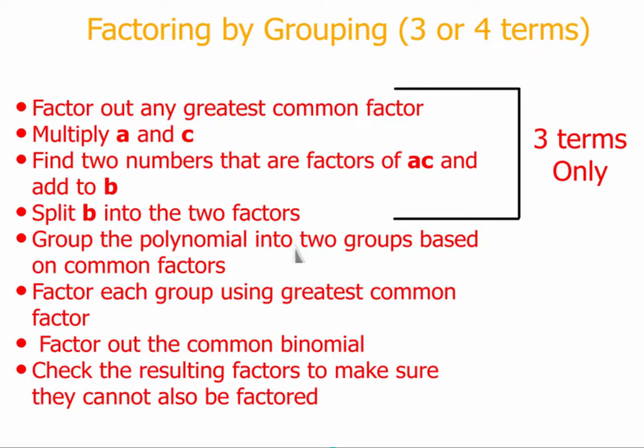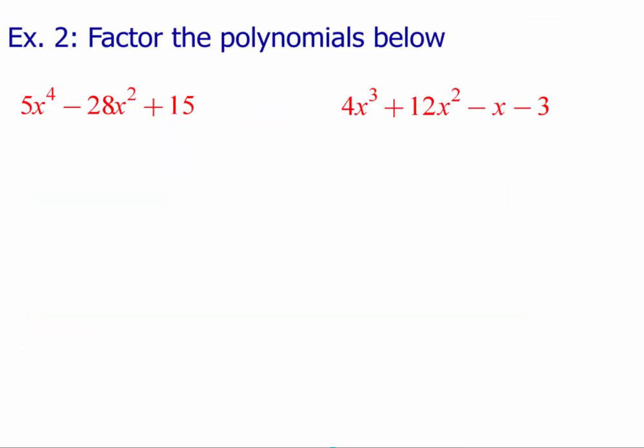Now these steps up here, which are kind of the hard part, we only have to do if we're doing a 3-term polynomial. If it's a 4-term polynomial, this is already done for us. We don't have to do it. So let's take a look at a couple examples. I want to factor each one of these. So this is a 3-term polynomial.